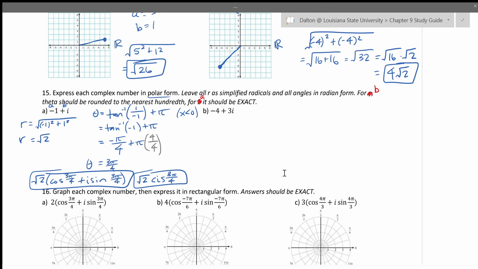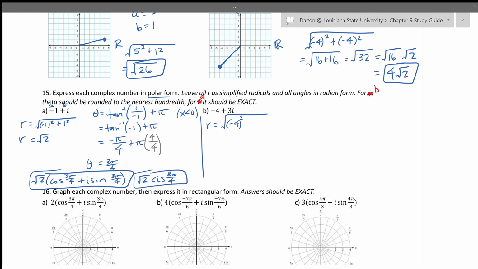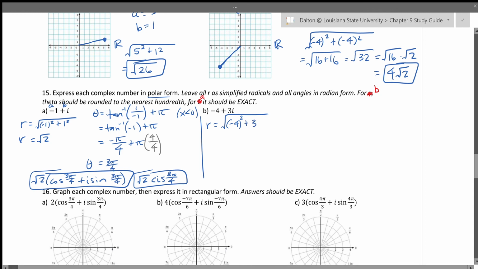All right, part B, same idea. I want you to convert this into polar form. So the first thing we need to do is find r. R is going to equal the square root of -4 squared plus 3 squared, which we get the square root of 16 plus 9, which is 25. So then r is equal to 5.